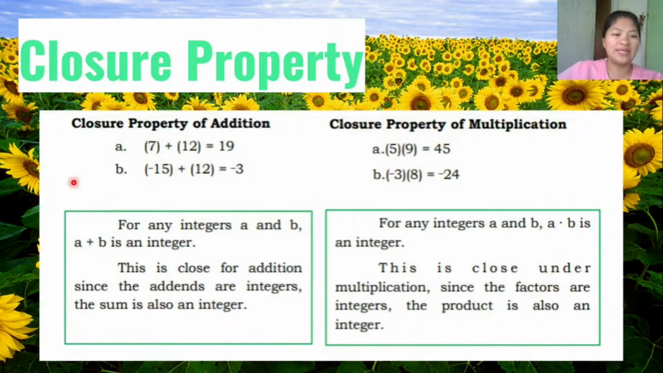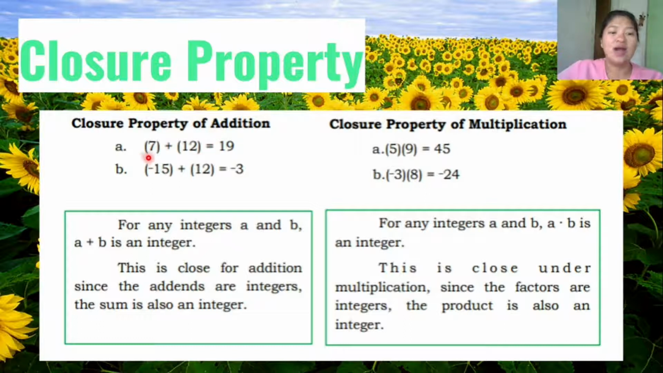So ano po yung tinatawag nating closure property? Closure property states that for any integers a and b, a plus b is an integer. This is closed for addition since the addends are integers, so the sum is also an integer. The same goes with multiplication. Kapag given po tayo ng dalawang integers, let's say si a at si b, a times b, ang sagot po ay integer pa din. So this is closed under multiplication since the factors are integers, therefore the product will also be an integer.